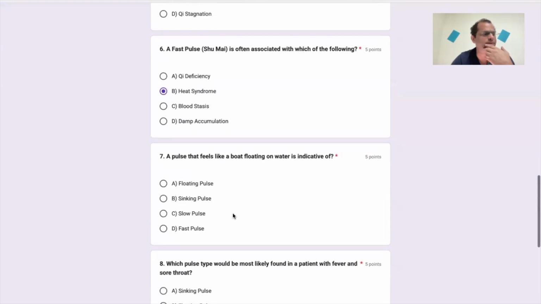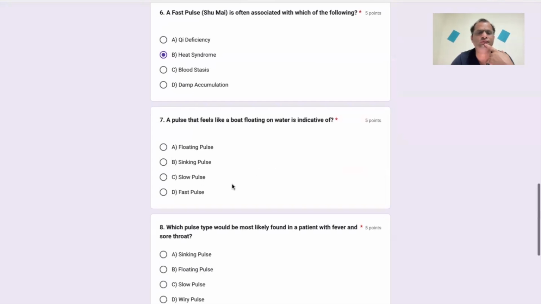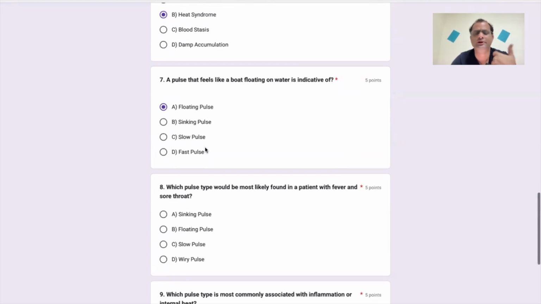So question number 7. A pulse that feels like a boat floating on the water indicates which pulse? Floating pulse. Very good. Repeated question.